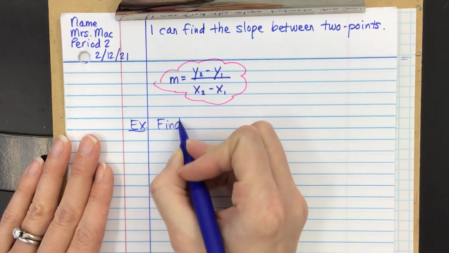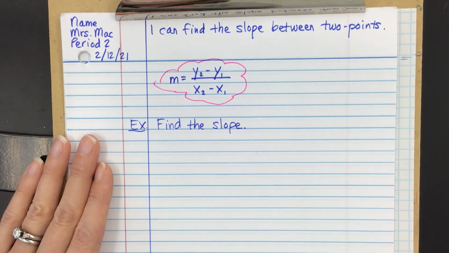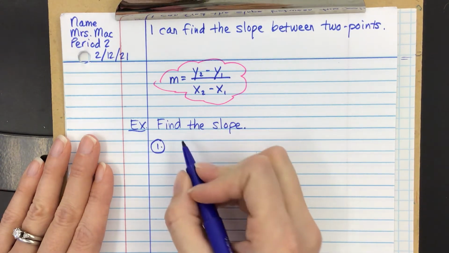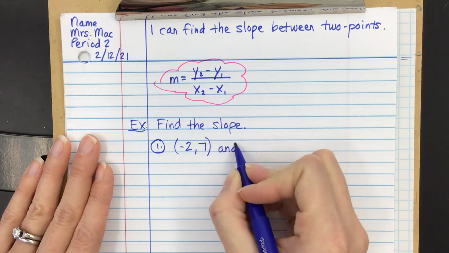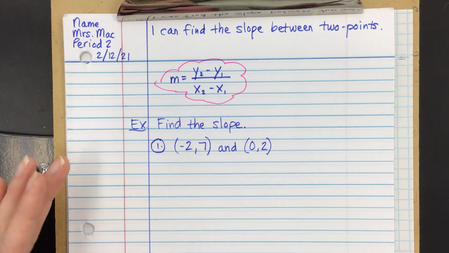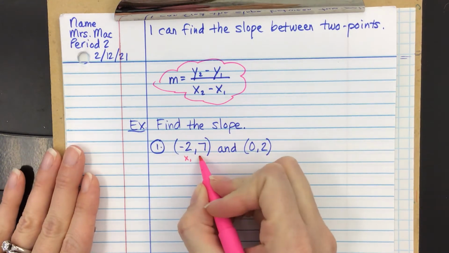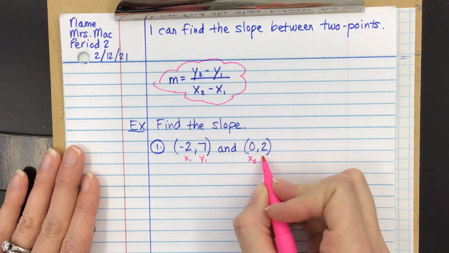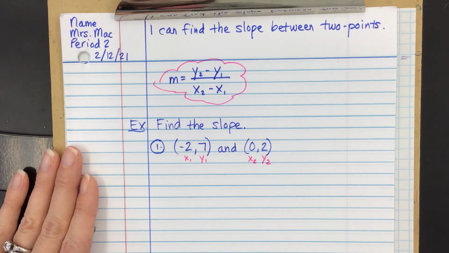So we're going to find the slope. I'm going to give you 2 points. And we're going to find the slope between those 2 points. So I'm just going to identify which one's my x1, y1, which one's my x2, y2. All right. And then we can just set up our formula for this and find the slope.